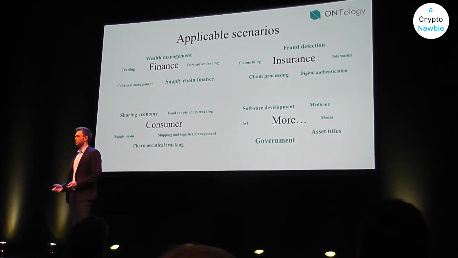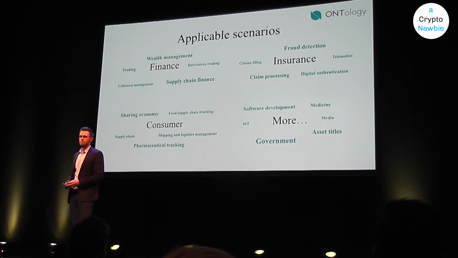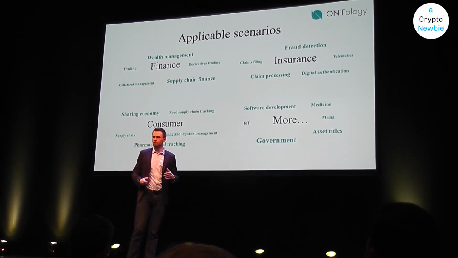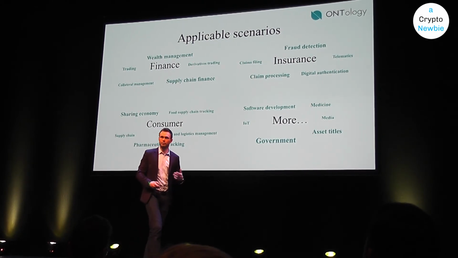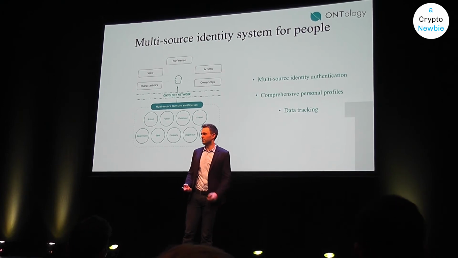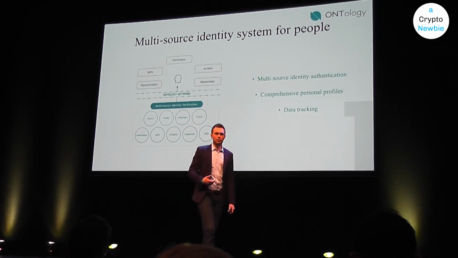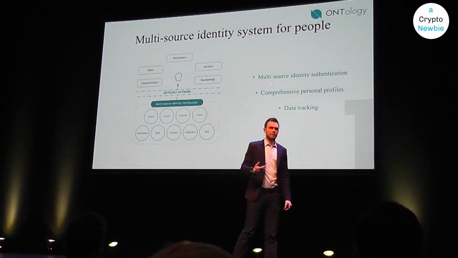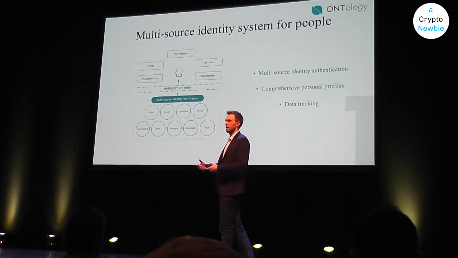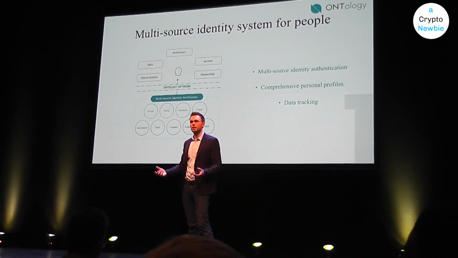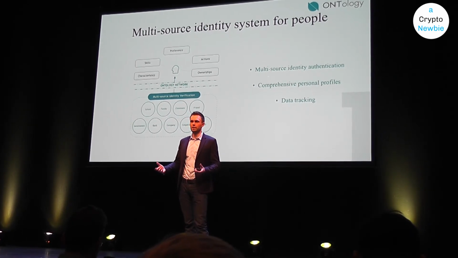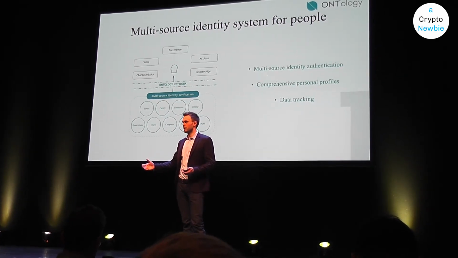So let's try to explore some of the applicable scenarios. I brought 3 today, but we don't restrain ourselves to these. It's just some examples. The first one is a multi-source identity system for people. So we suggest that when you want to prove yourself, you can do it through the blockchain network. And you can reach out to multiple sources to really prove your full identity, and you can build your own comprehensive profile on selected multiple sources.